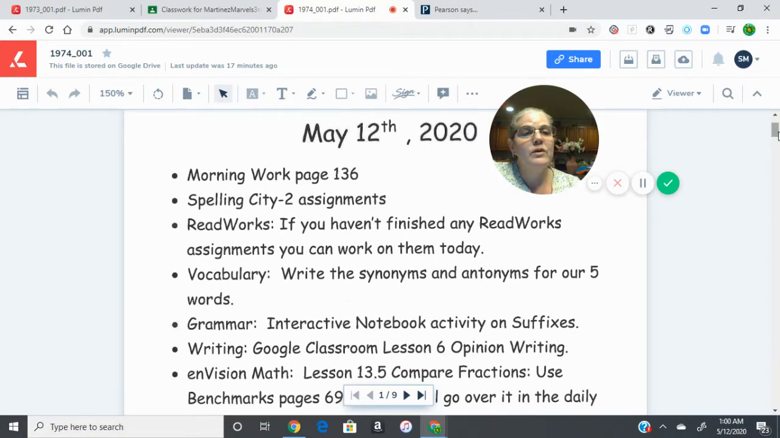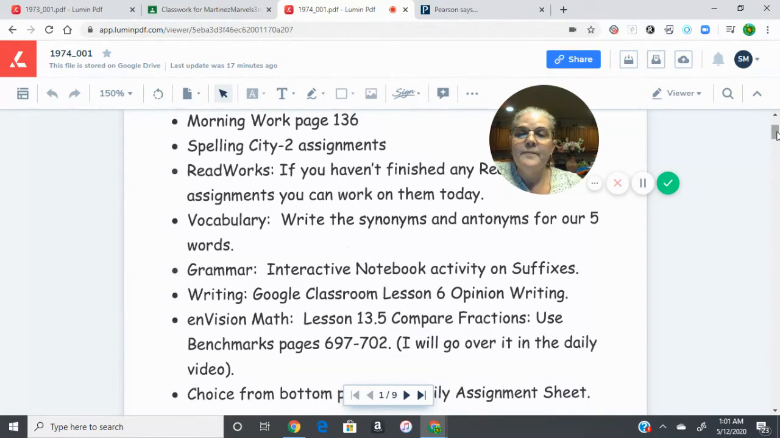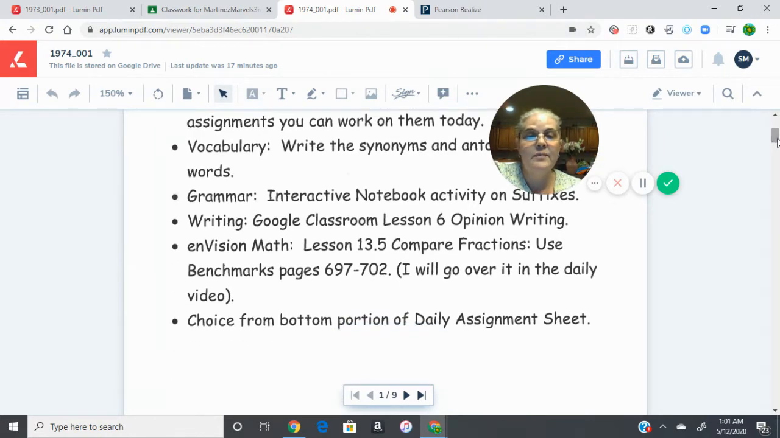Vocabulary, we're going to work on writing our synonyms and antonyms for our 5 words this week. Grammar, we're going to work on our interactive notebook activity for suffixes. Then we have a lesson 6 opinion writing in our Google Classroom. And then we have an Envision lesson 13.5, compare fractions, use benchmarks, and this is on pages 697 to 702. After that, you can do any of the choice things at the bottom.